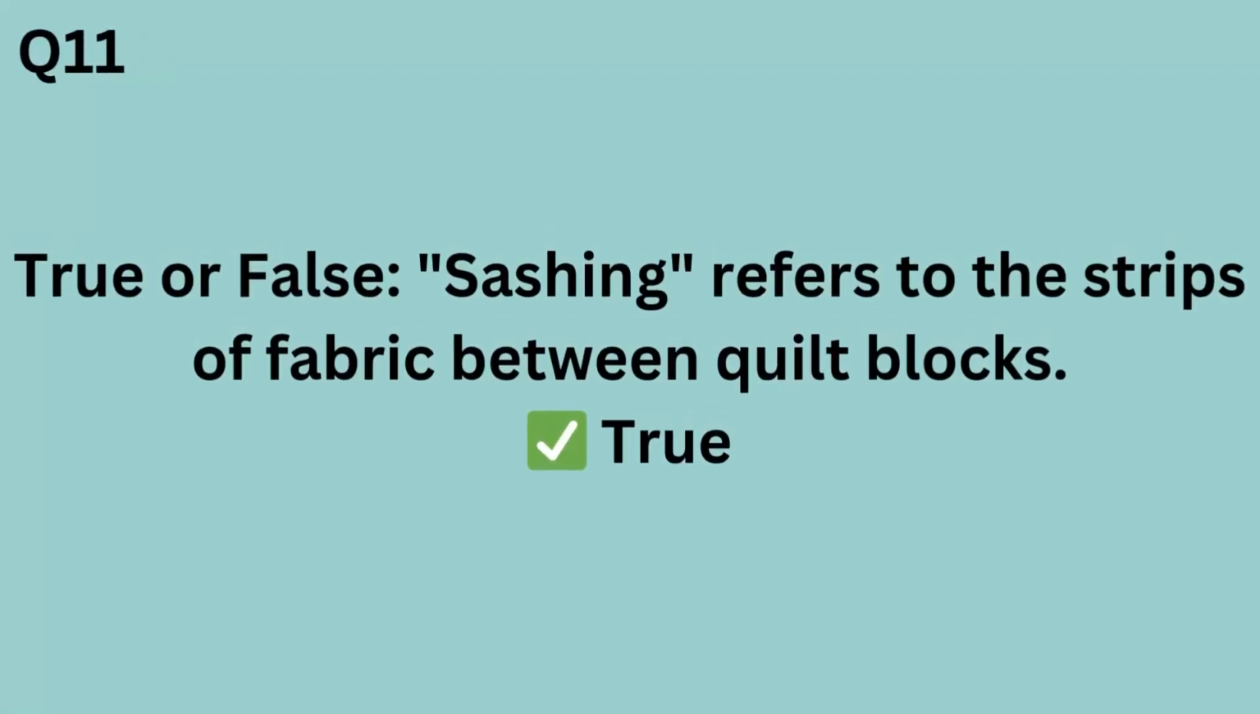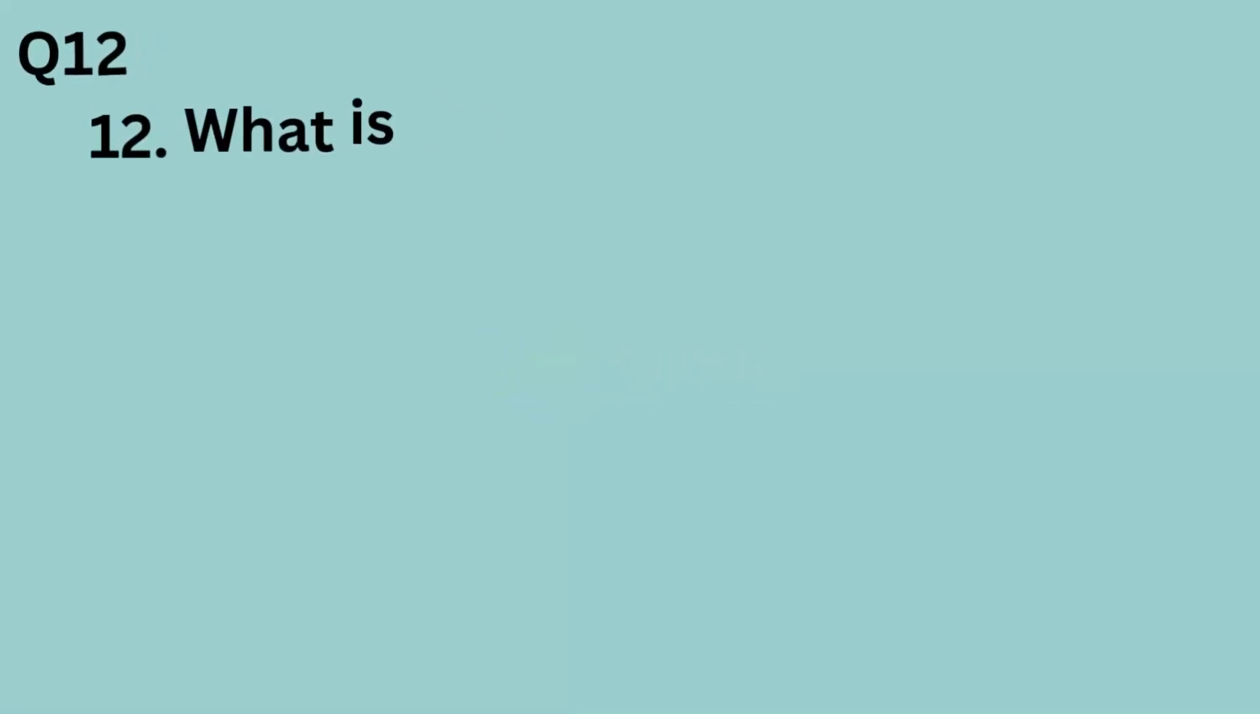True or false? Sashing refers to strips of fabric between quilt blocks. That answer is, of course, true. I gave it to you. You should have known this one. Let's hope you got that one correct. Let's move on to the next one.